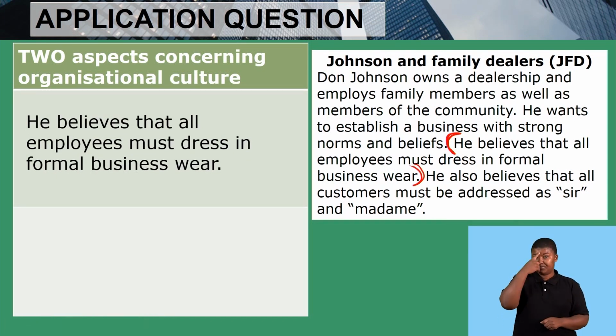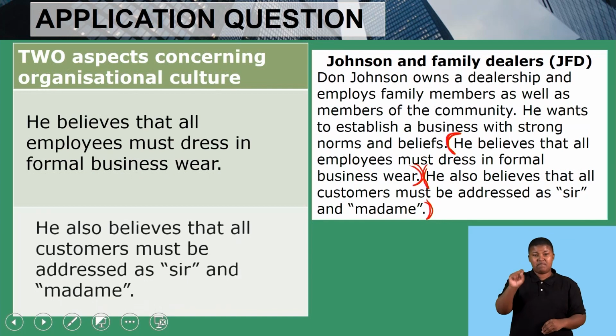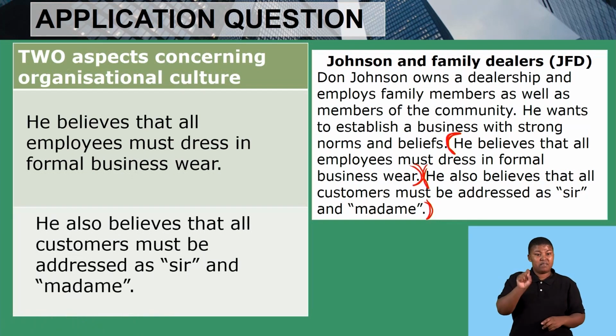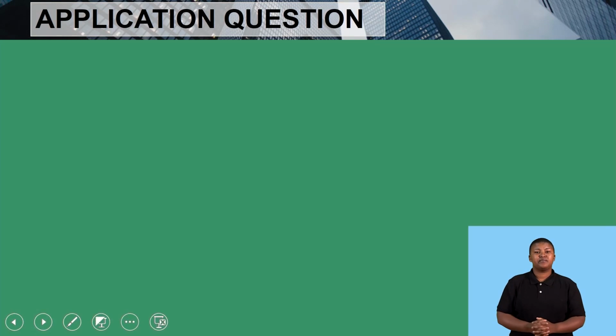He believes that all employees must dress in formal business wear. Our last sentence then states that he also believes that all customers must be addressed as Sir and Madam. So that's the conduct he wants in his business, and therefore that will be our second quote that concerns our organizational culture. And this is all you have to do. You only have to state or quote the two sentences, and that is the answer we are going to give.